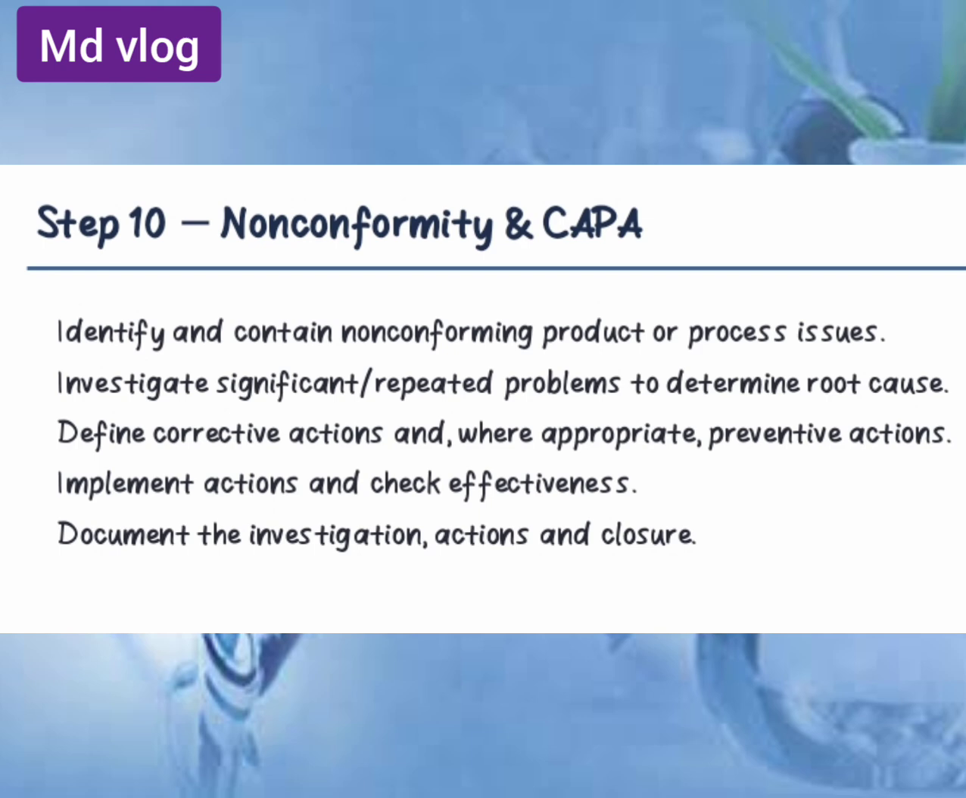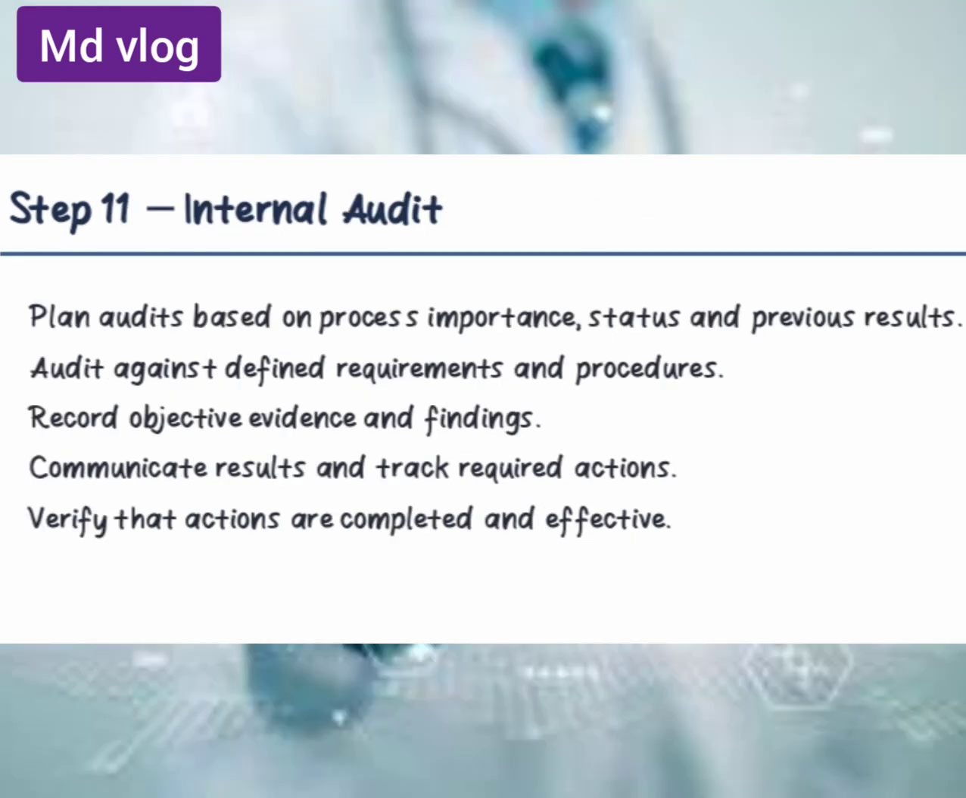Tenth is non-conformity and CAPA. Here, the correction fixes the immediate problem. Corrective action addresses the cause of a detected non-conformity to prevent a recurrence. CAPA should be based on evidence and risk. Step 11 is internal audit.